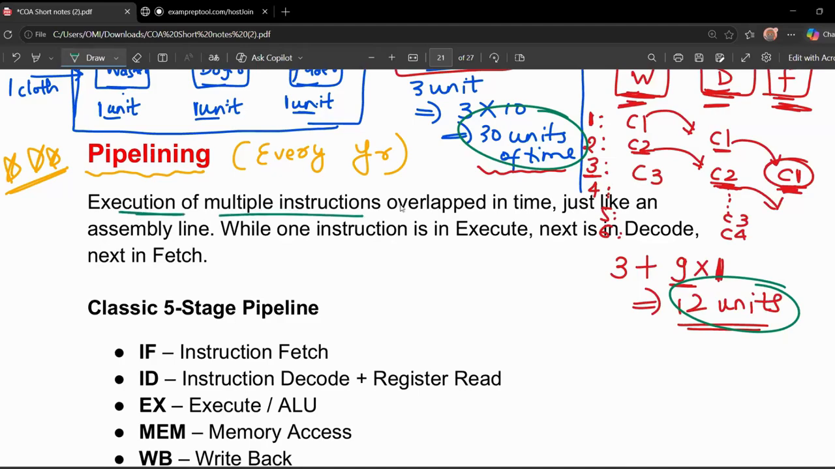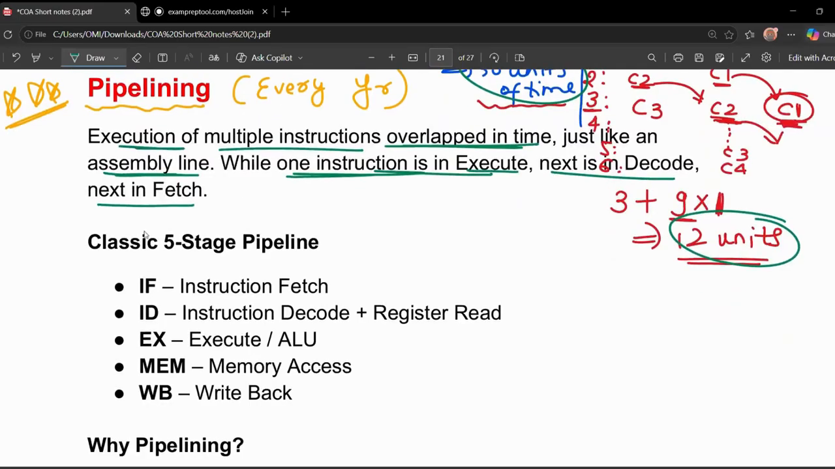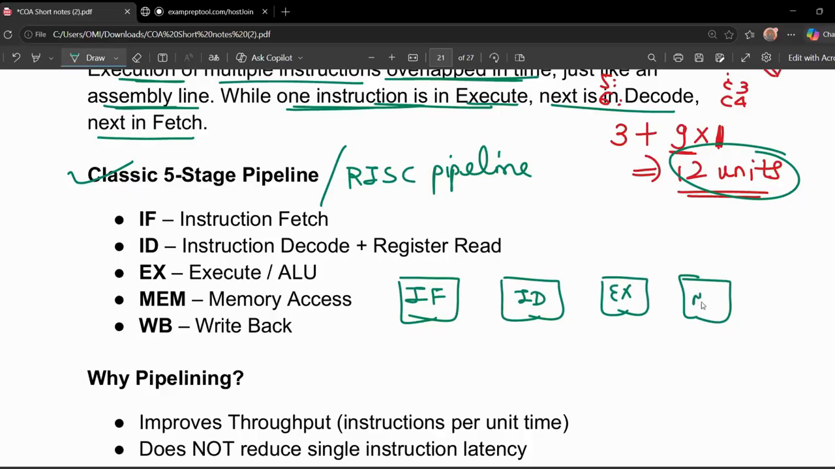So now if you can see the definition, what it says: execution of multiple instructions which is overlapped in time, just like an assembly line, right? So you see here, this is like an assembly line, like one after another. So while one instruction is in execute, next is in decode, next is in fetch. So in your classical five-stage pipeline, or RISC pipeline, you have five stages: instruction fetch, then instruction decode, then execute, then memory, and write back.